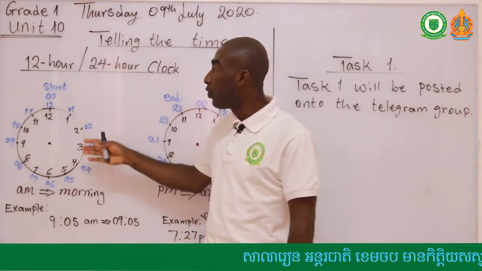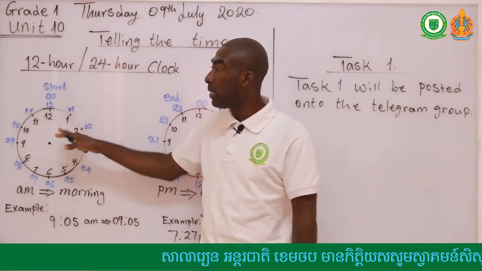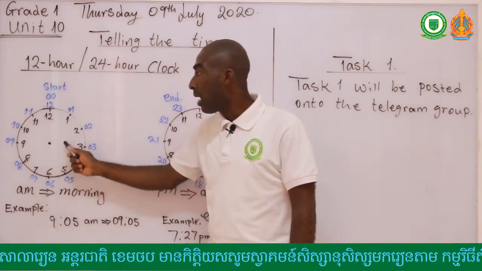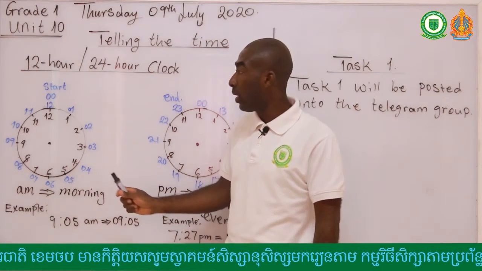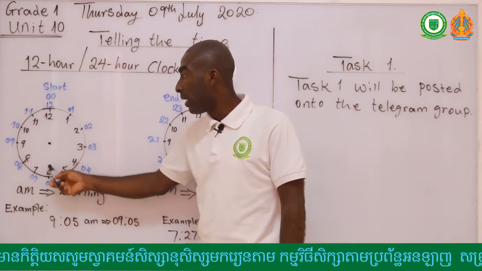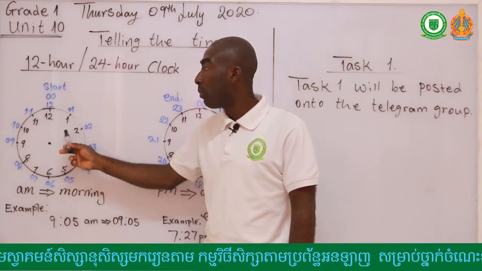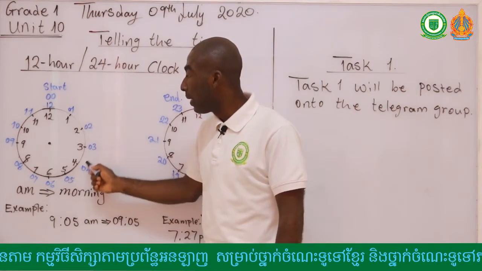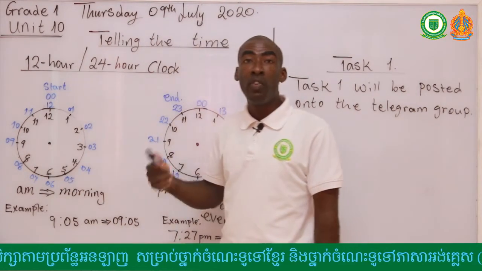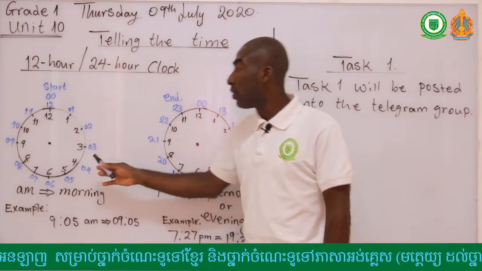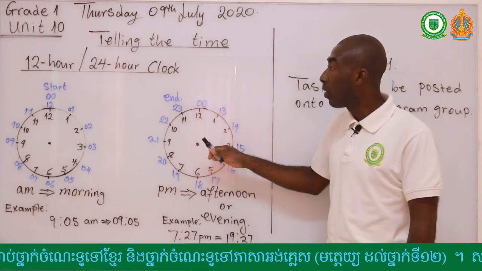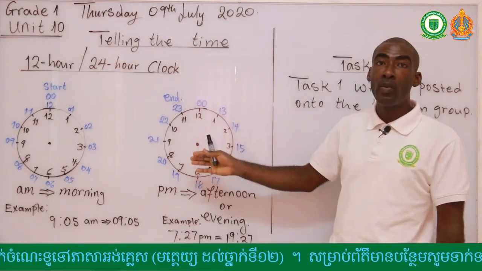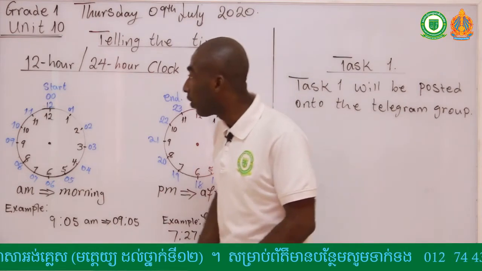To help you to understand the clock and the numbers and the colors that we have here, the black writings are for the 12-hour clock, okay? So you see that some of the numbers are in black. That means those numbers, we're going to use them for the 12-hour clock. And then the blue ones that you see are the 24-hour clock time. So the same thing applies to our second clock. The blue one is 24-hour and the black one goes for the 12-hour clock.